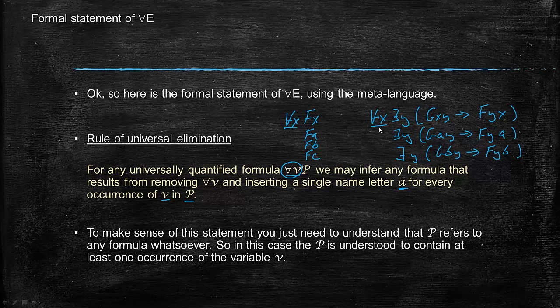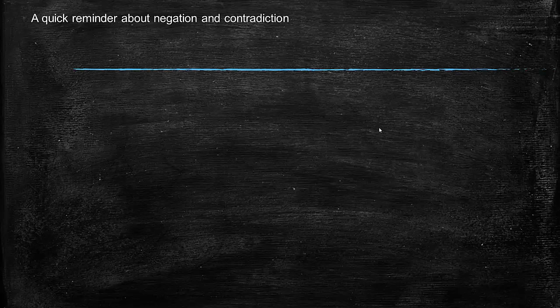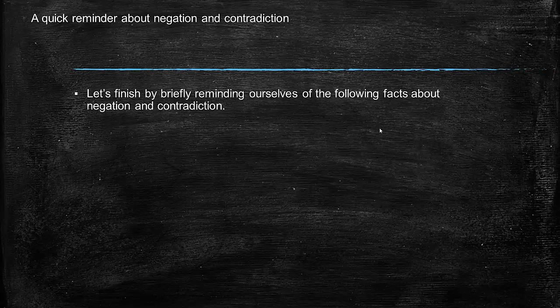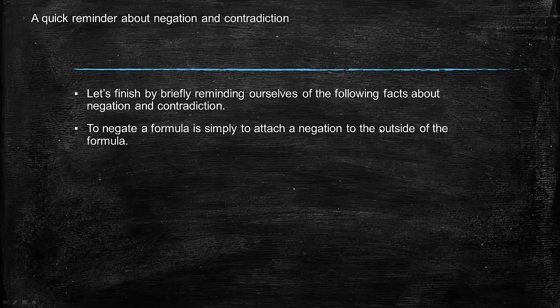Okay, now let's finish by doing a little reminder about negation and contradiction. Remember that to negate a formula is simply to attach a negation to the outside of the formula. So if you have a formula, call it A, then if you want to negate A, all you do is negate it like that. That's all there is to it.